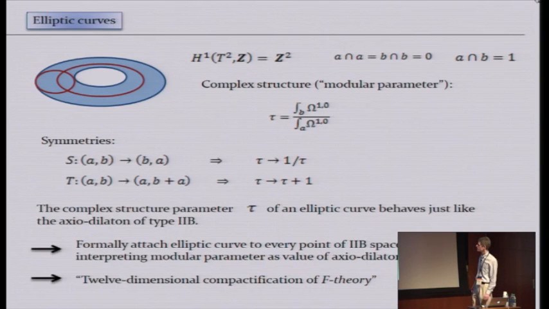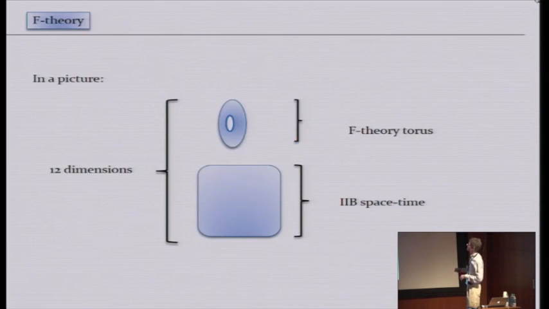So this construction is called F-theory, and this is a 12-dimensional compactification of F-theory because I started with 10 dimensions and added 2 dimensions, and now we have 12 dimensions. This type of construction, where we think of the axiodilaton as the complex structure parameter of an extra torus, is called an F-theory compactification. Again in the picture, here we have the type 2B spacetime. We add this torus whose complex structure is the axiodilaton, and now we have 10 plus 2, which is 12 dimensions.